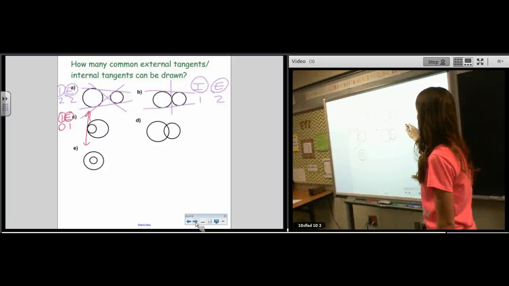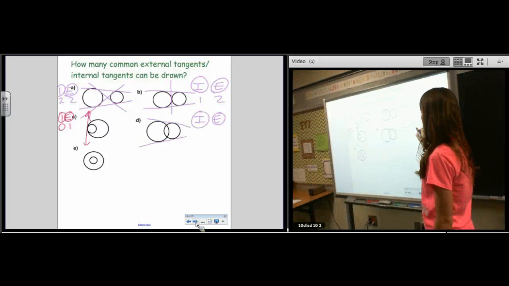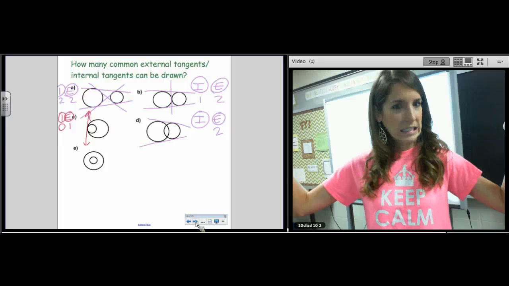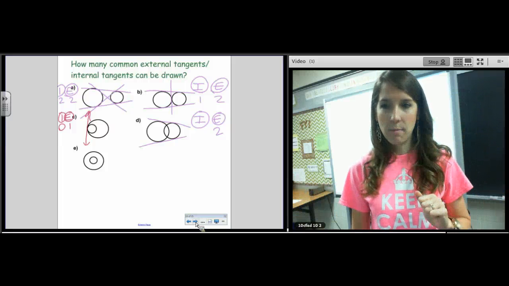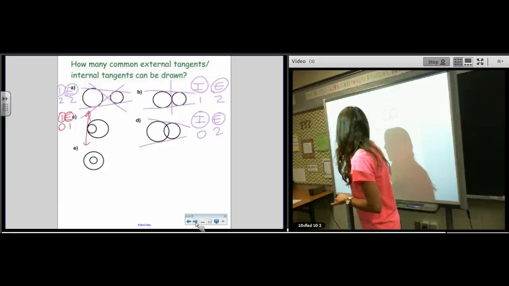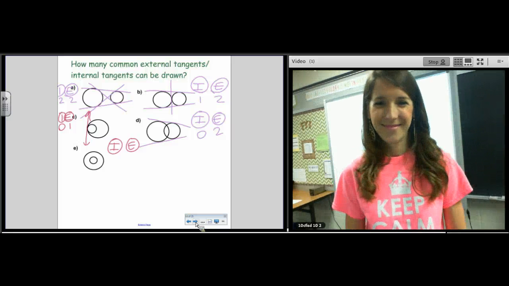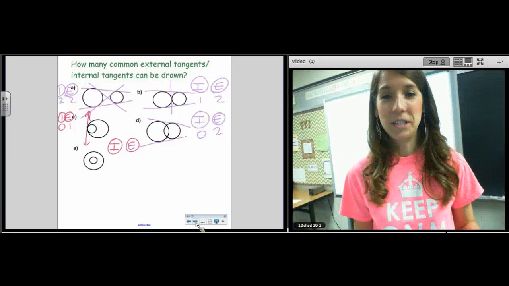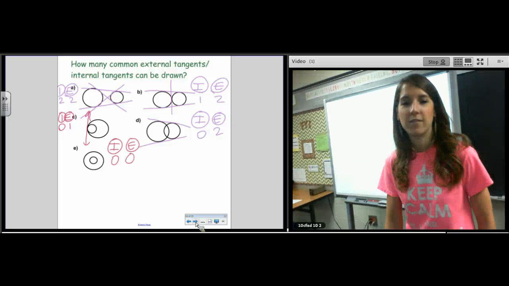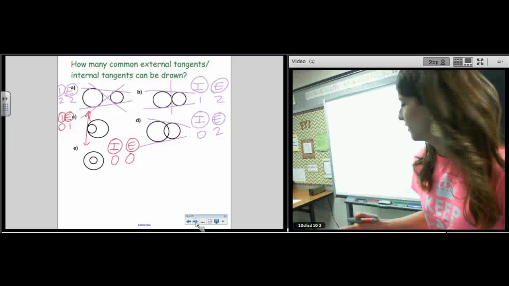All right, letter D, internal, external. 2 external, we're okay with that. How many internal? I can't draw a line that's tangent to both of them that's between both of them. None. Very good. And E, internal, external. There does not exist a line in this universe that you can draw and is tangent to both of those circles at once. Doesn't exist. 0, 0. This is fun, isn't it? Isn't this more fun than find the volume of the sphere?